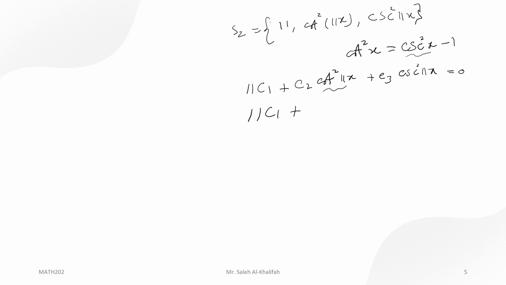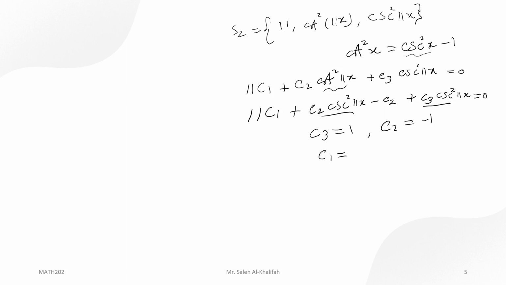11c1 plus c2 cosecant square 11x minus c2 plus c3 cosecant square 11x equals 0. Now let's say we pick c3 as 1 and c2 as minus 1، عشان نكنسل هذا الترم وهذا الترم راح يتكنسلون، راح يبقى لي 11c1 plus 1، فاختار c1 as كم، راح اختارها let's say 1 over 11 أو minus 1 over 11.